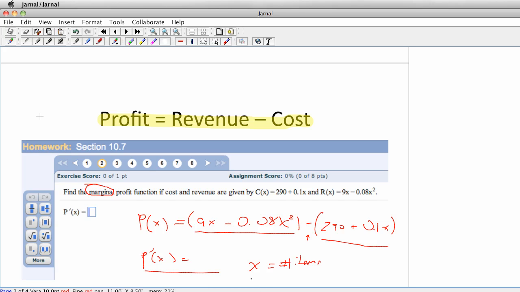And the y-coordinate here, the p of x, is in dollars. So p of x is measured in dollars, and so the units for marginal profit is dollars per item. So when you have p prime of x, that's dollars per item. So in other words, it's how much profit you get for each item.